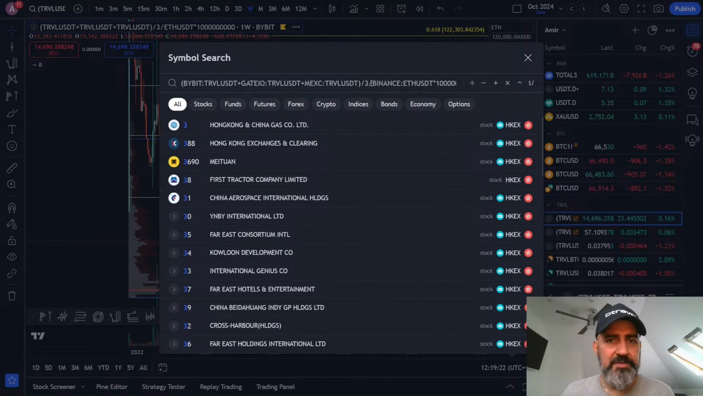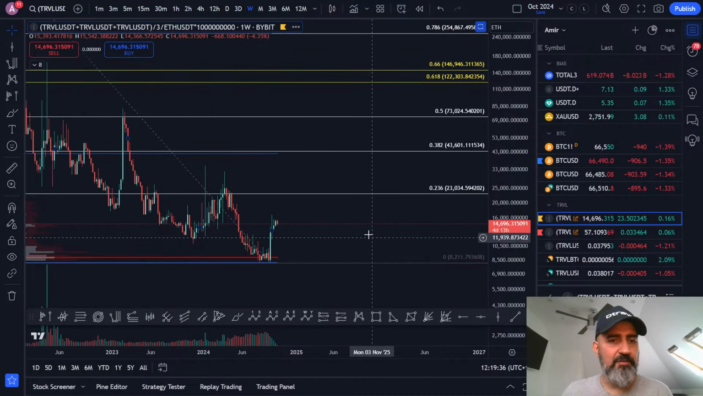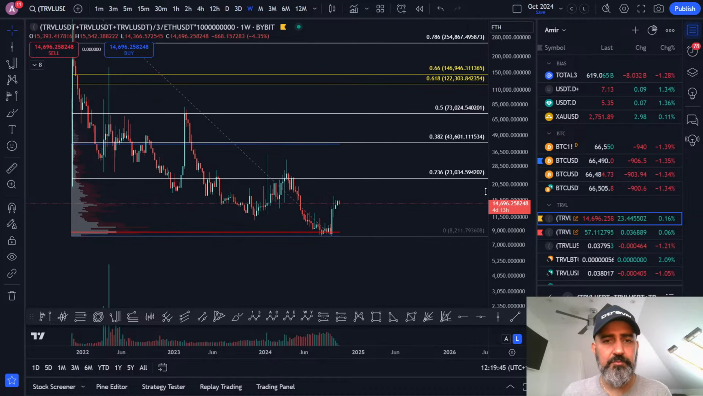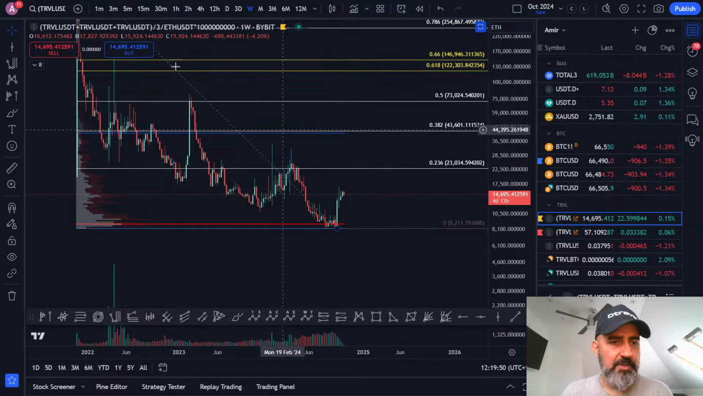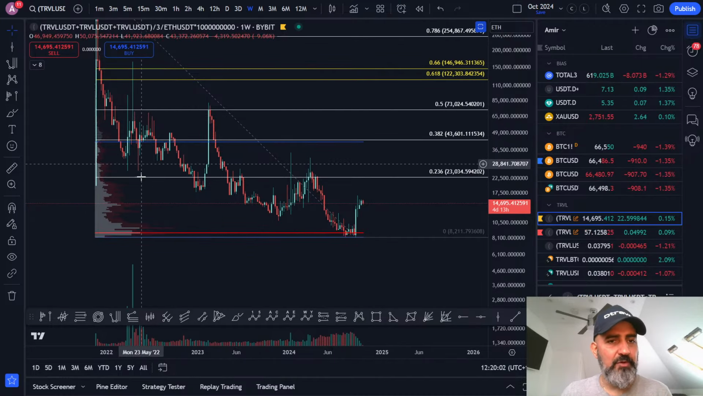Divided by 3, divided by Binance colon ETH USDT. Now this is the difference. You have to times it by 1 billion, so 1 and 9 zeros. That will give you the value of 1 TRVL in Gwei. So at the moment 1 TRVL is trading at 14,696 Gwei, which is the subset of the ETH. And again, the volume area, you see that most of the volume was put down here where 1 TRVL was about 8,825. So it looks like we're in the value area.